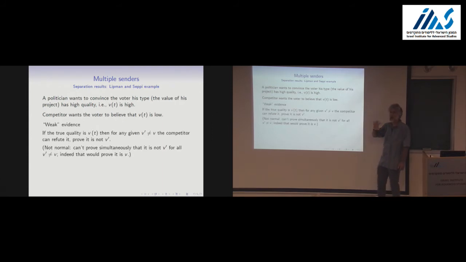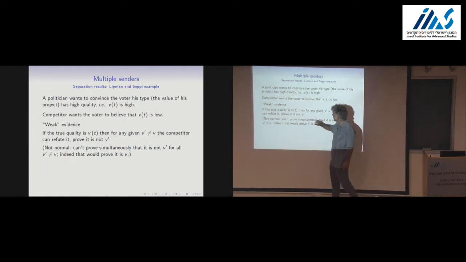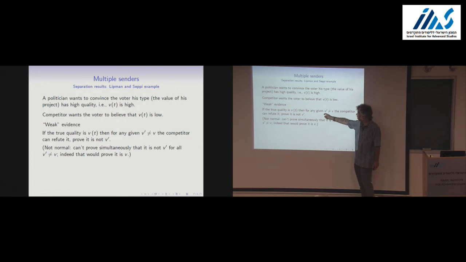We're going to assume the following very weak evidence structure. If the true quality is V of t, then for any V prime not equal to V of t, the competitor can refute it. He can prove it's not V prime. This is not a normal evidence structure because you can't prove that it's not.